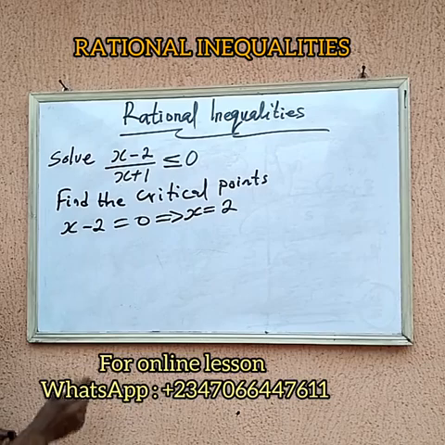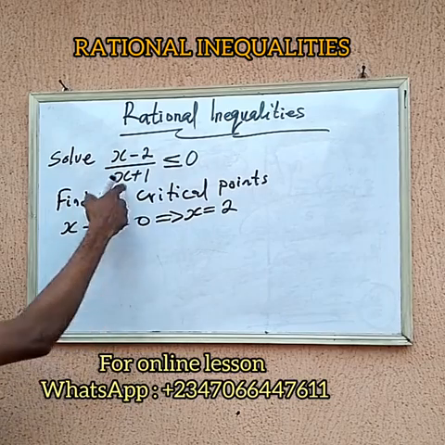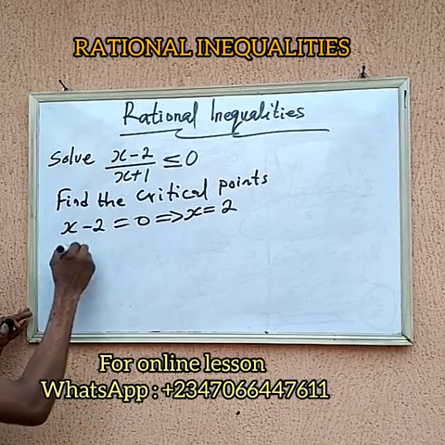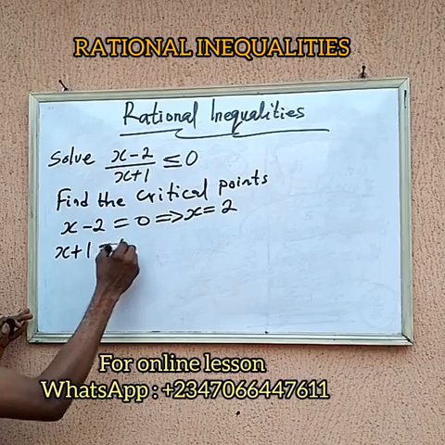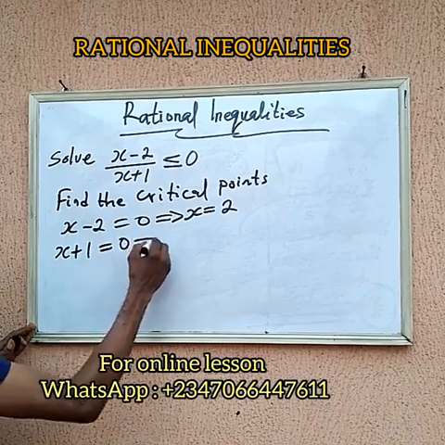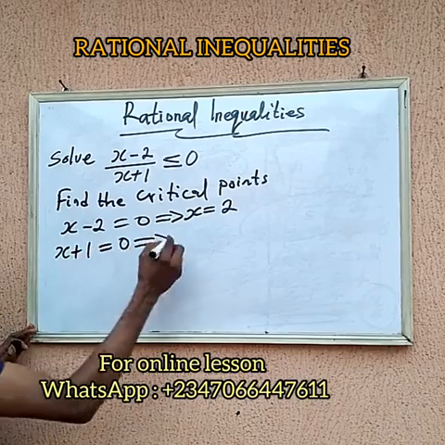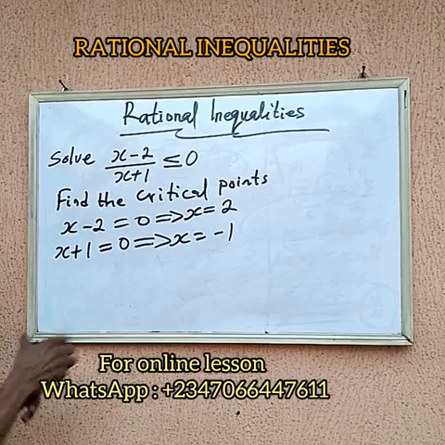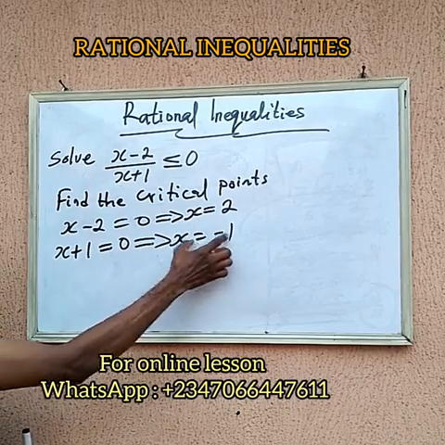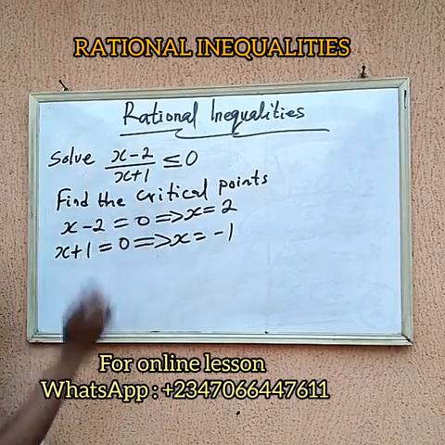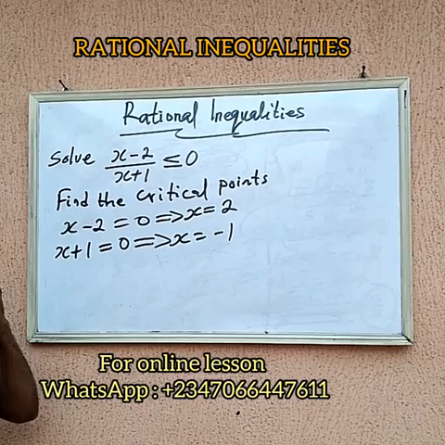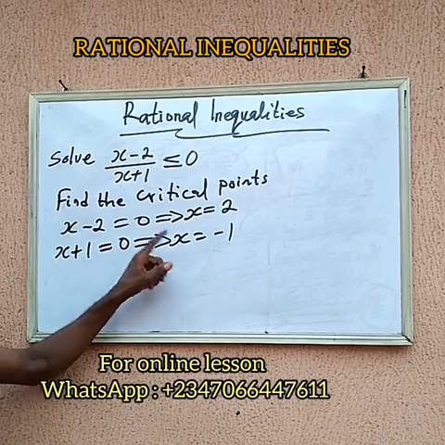Now let us look at the denominator, where we have the undefined point. So what does that mean? It means we are setting x plus 1 equal to 0. So this implies that x equals negative 1. When you plug this negative 1 into the original inequality, it will make the inequality undefined. That is why the denominator gives what is referred to as the undefined point.